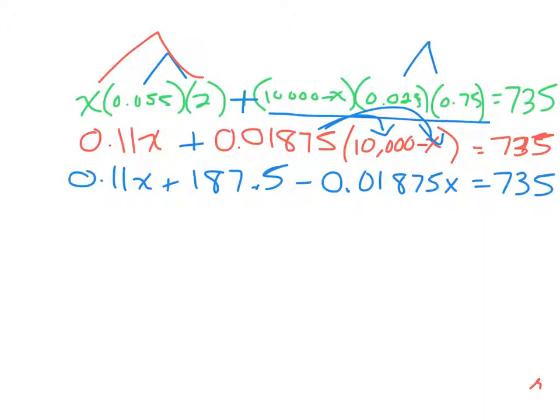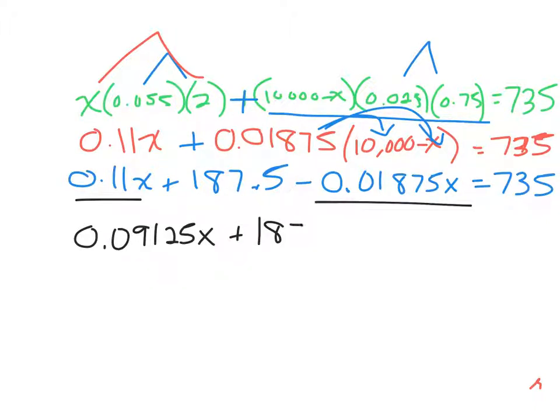Now we can combine our like terms. I can combine 0.11x and the minus 0.01875x, since those are considered like terms. So 0.11 minus 0.01875 is 0.09125x plus 187.5 is equal to 735. Now it's just a matter of solving for x.